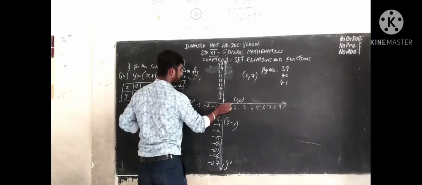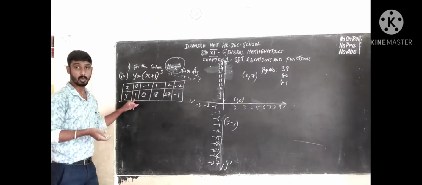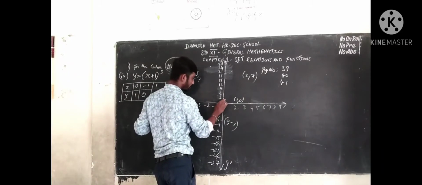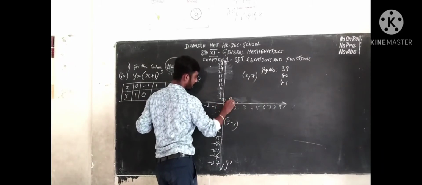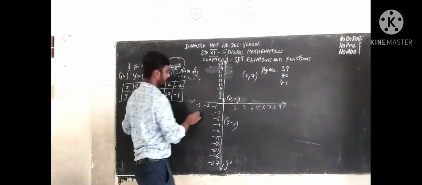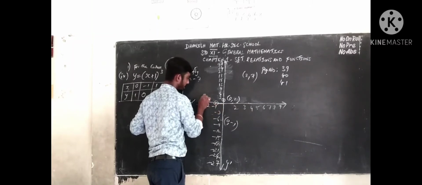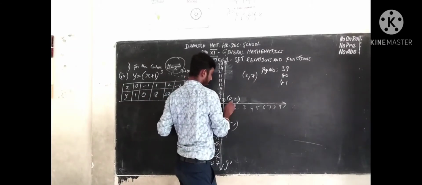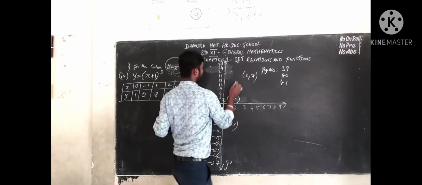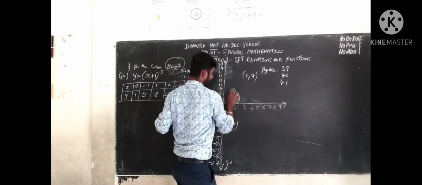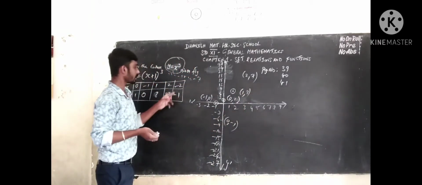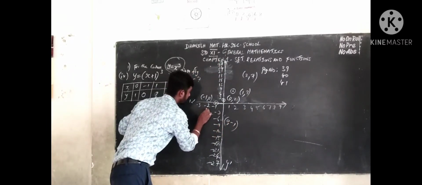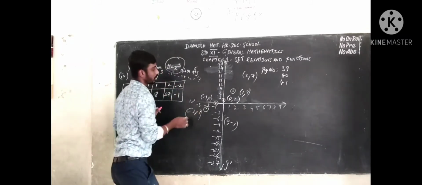Now listen here, what are the points to plot? 0, 1: 0 on the x axis, plus 1 on the y axis. You have to plot like this. Then minus 1, 0: on the x axis minus 1, 0, you have to plot here. Then 1, 8: x axis 1, and the y axis value will be 8, you have to mark here. Then minus 2, minus 1. Now draw the curve.